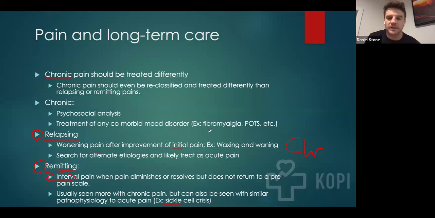Chronic pain, like fibromyalgia, usually carries with it some degree of comorbid mood disorders. So usually treatment is multifactorial. I don't know if you guys see a lot of fibromyalgia in Tanzania. It's pretty common in the United States.